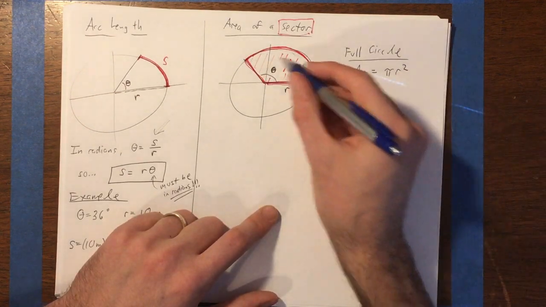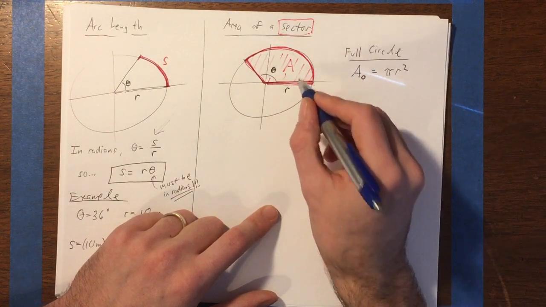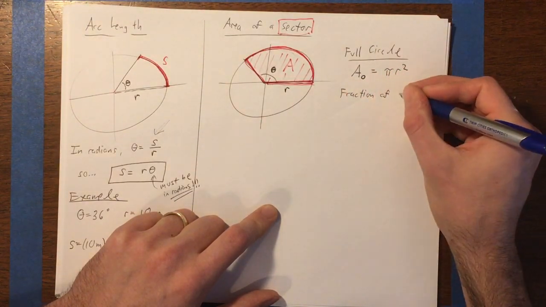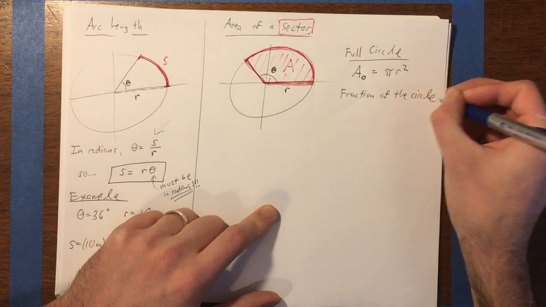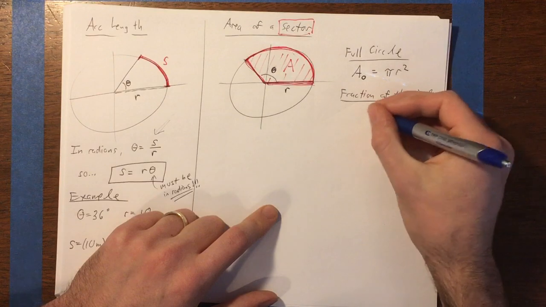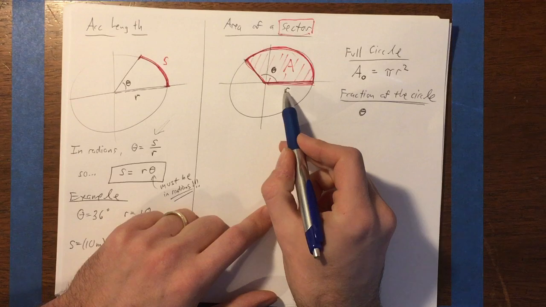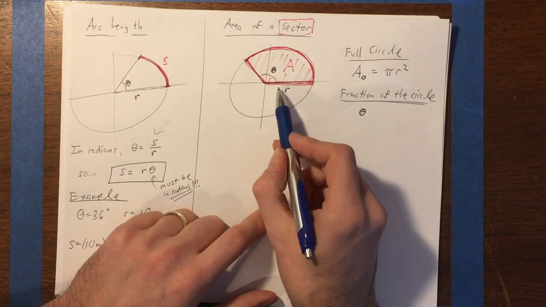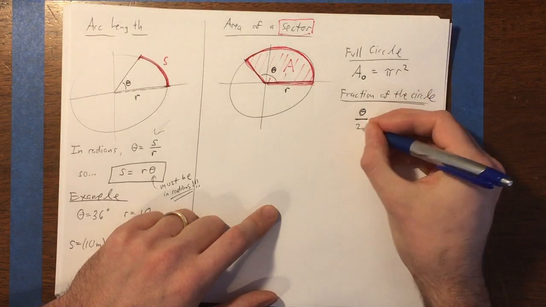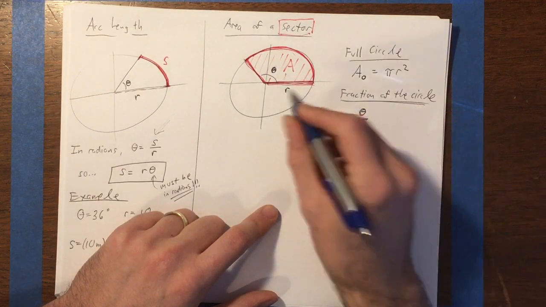Now what we can do is think about what fraction of the circle this sector constitutes. We can determine the fraction of the circle just by looking at the angle. We know that angle is how much of the circle we're talking about. We know the whole circle takes up an angle of 2 pi if you have it in radians, which we'd better have this in radians. So theta divided by 2 pi, that's the fraction of the circle we're talking about here.